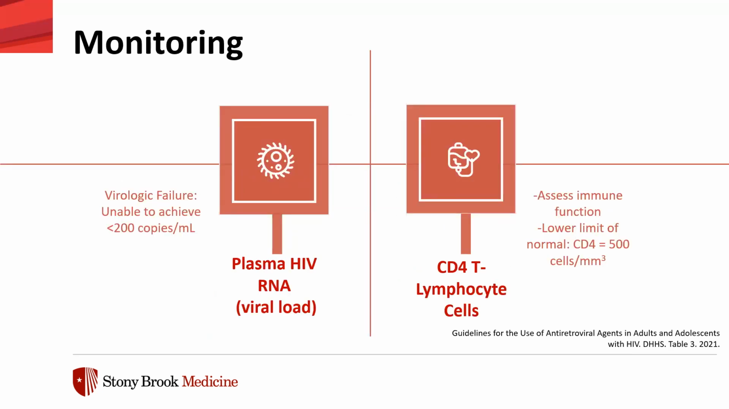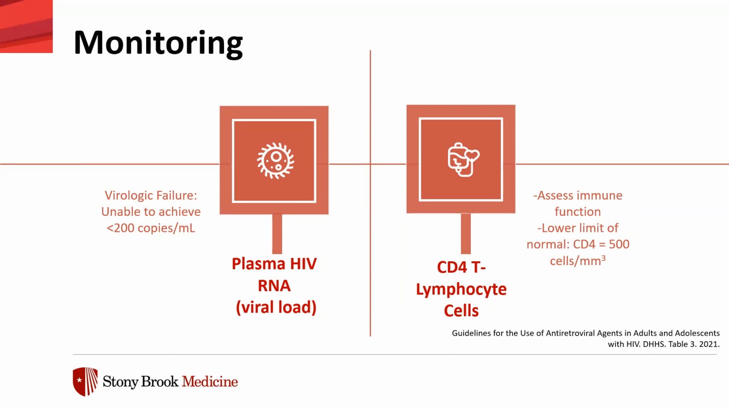The 2 surrogate markers that are used to monitor patients with HIV are their plasma HIV RNA, so their viral load, and their CD4 T lymphocyte cell count. The viral load is the most important indicator of treatment response to ART, and it should be measured in all patients with HIV. The viral load should be measured before initiation of ART and within 2 to 4 weeks after we start patients on regimens to confirm an adequate response.